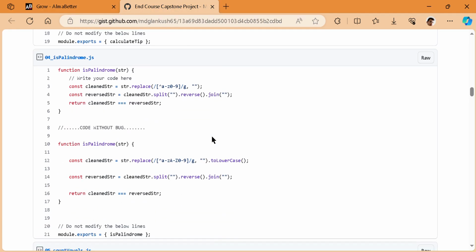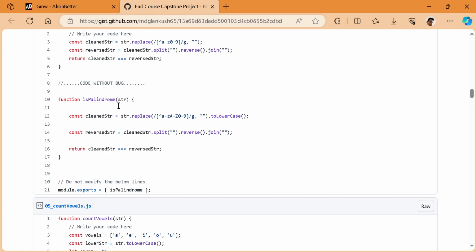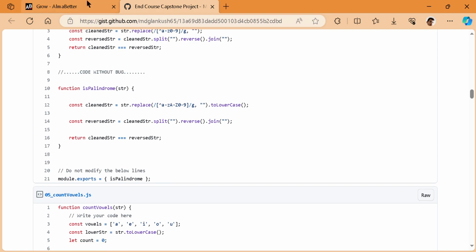Let's come to the code. Here it is. We are getting str as an input. We first clean the string by removing characters other than alphanumeric, and also converting it to lowercase. Now we reverse the cleaned string, and then compare the cleaned string with the reversed string. If they are equal, it means it is a palindrome, and we return true, otherwise we return false. Coming to the next question.